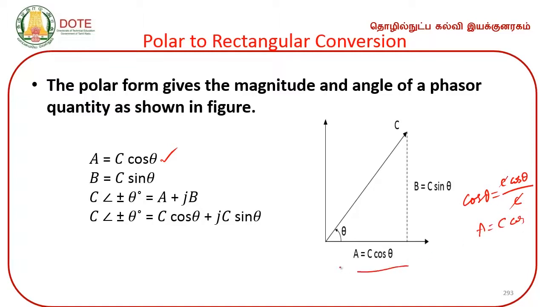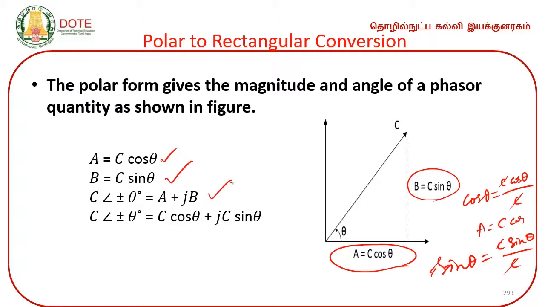So, this portion is C cos theta. Similarly, we can derive the value of B also. Sin theta is equal to opposite side by hypotenuse, which is B divided by C; C gets cancelled. So, B is nothing but C sin theta. So, C angle plus or minus theta is equal to A plus jB.